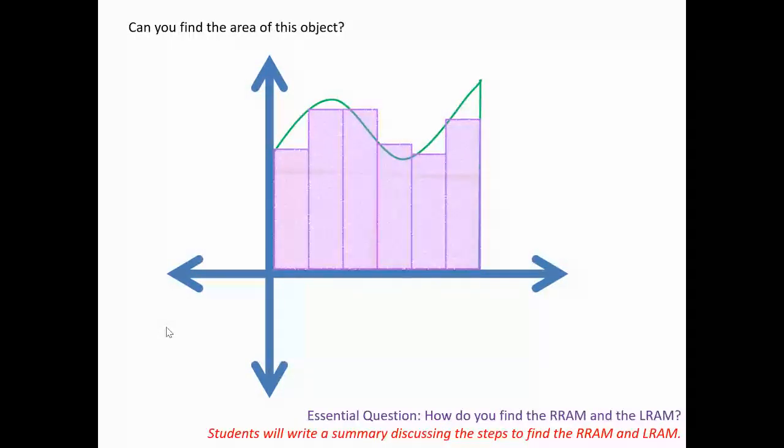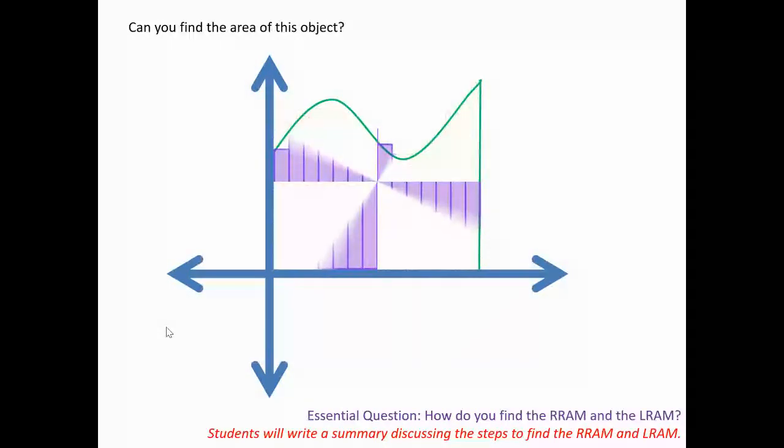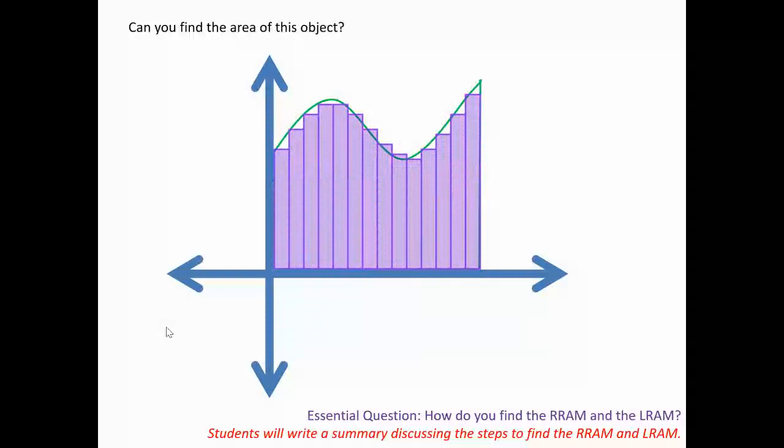I could break it into rectangles a little differently. That would give me another estimate of the area. To make it better, what would make it better? What would make my estimate more accurate? Maybe if I added more rectangles. Do you see how the gaps underneath the curve and above the curve are becoming smaller and smaller? So the more rectangles I put in there, the better my area is.